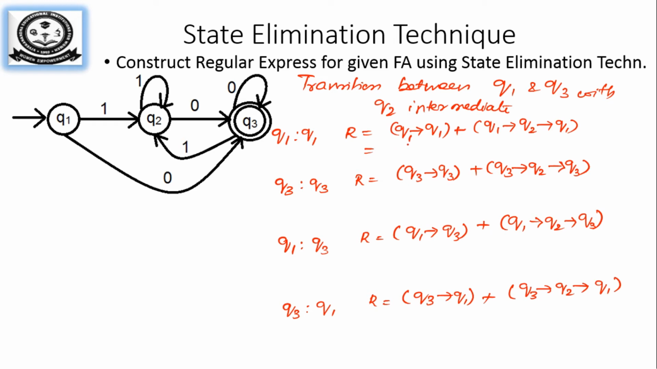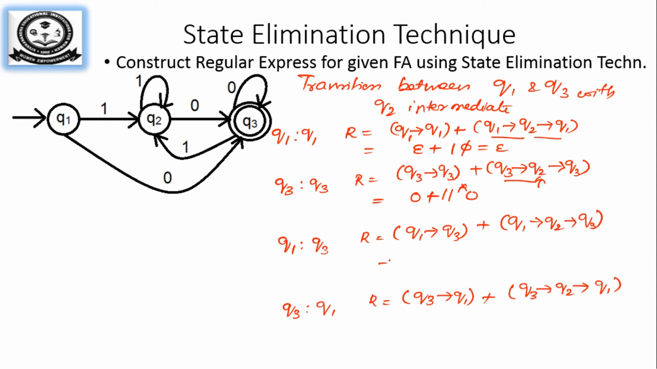So what is the transition? Self transition for Q1 is empty, which is epsilon, plus Q1 to Q2, which is going to be 1. We don't have any transition from Q2 to Q1, so it will be empty. So you will have only epsilon here. Next one is Q3 to Q3. You have a self transition, that is 0, for input 0. Then Q3 to Q2, you have 1. Then you have a self transition for Q2 alone, so you put it as 1 star. Then Q2 to Q3 is going to be 0.